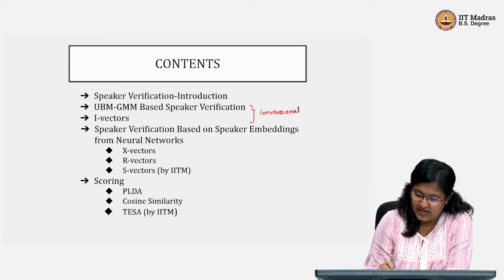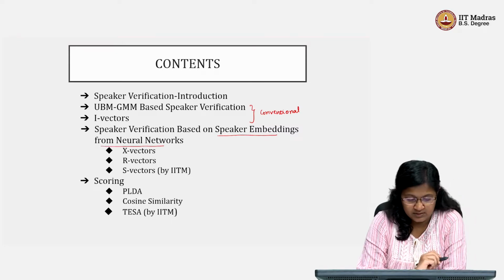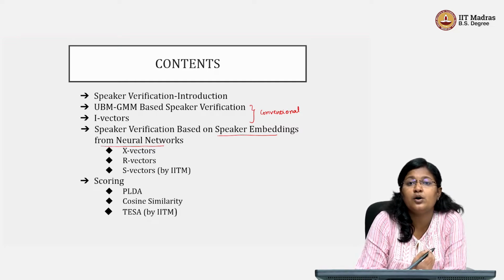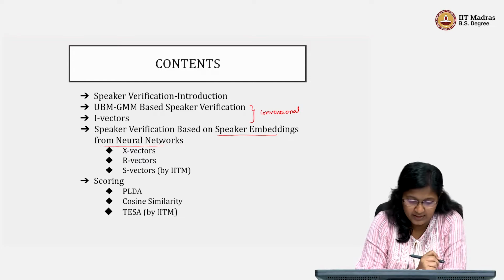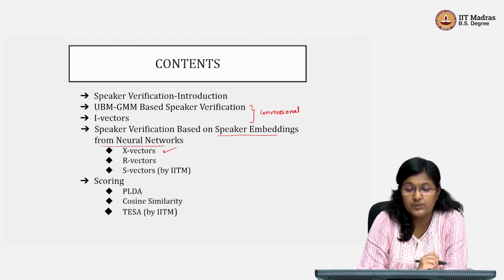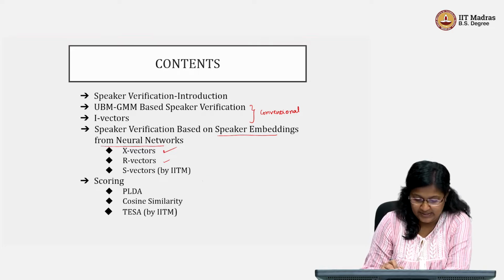came the speaker embeddings from neural networks. Once neural networks caught attention, people tried to get some embeddings from the neural networks and perform speaker verification with those embeddings. X-vectors is the first work in the neural network based speaker embeddings. And then came r-vectors, and s-vectors is by the Speech Lab IIT Madras. It's the in-house neural network based speaker embeddings.